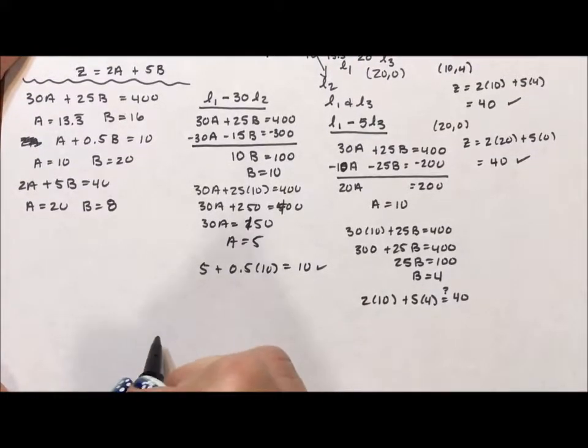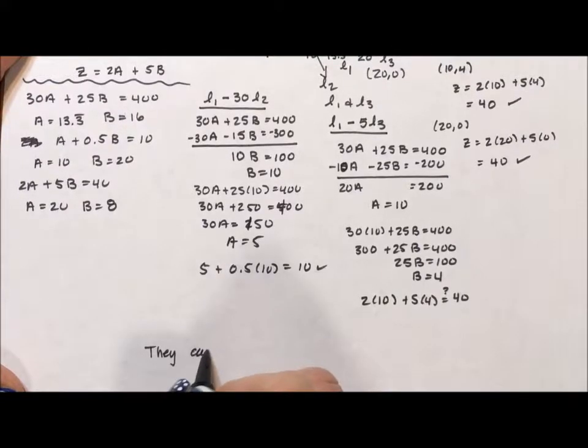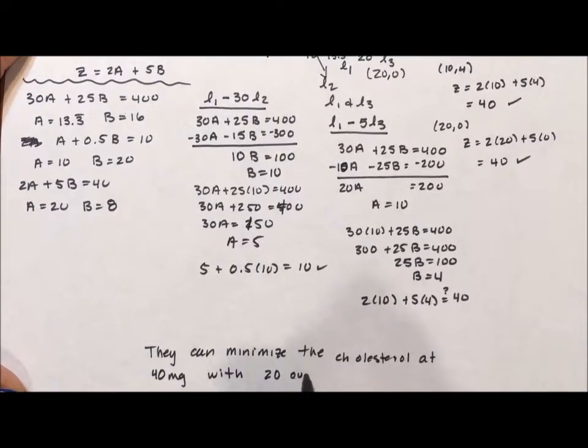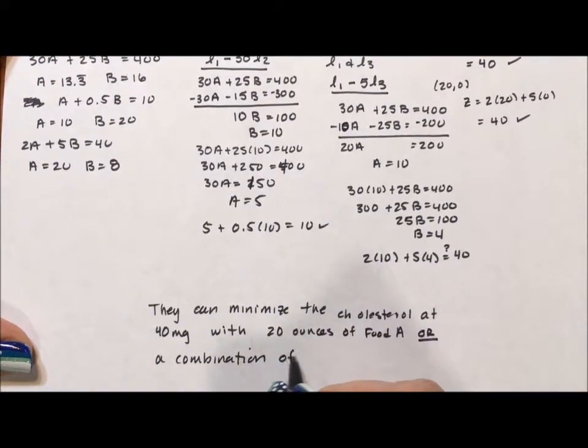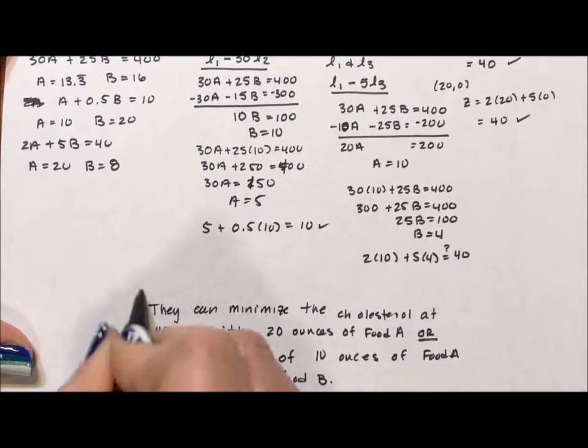So they can minimize the cholesterol at 40 milligrams with 20 ounces of food A or a combination of 10 ounces of food A and 4 ounces of food B. All right, there we go.